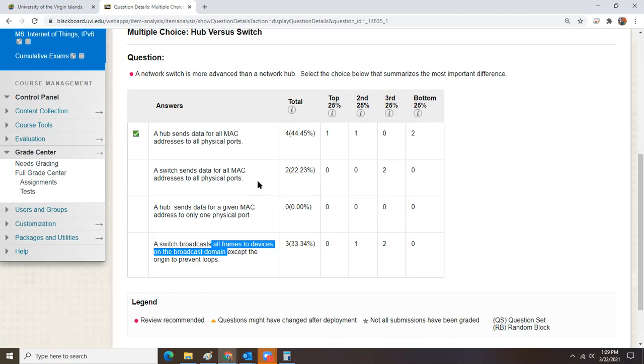Now, the switch was an advancement. It was both a performance improvement and a security improvement because it sends only to the MAC address on a specific physical port, as opposed to repeating the same frame to every port, every client. So a switch was a dramatic improvement in terms of performance and in terms of security, because not everybody's getting everybody's Kool-Aid, right?